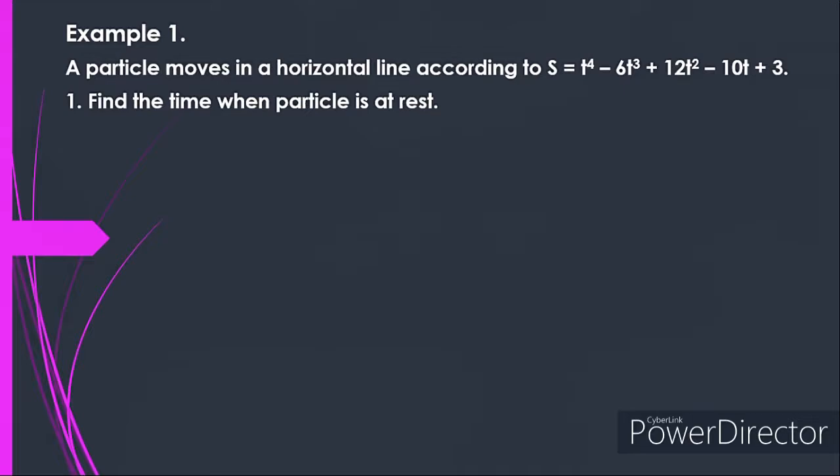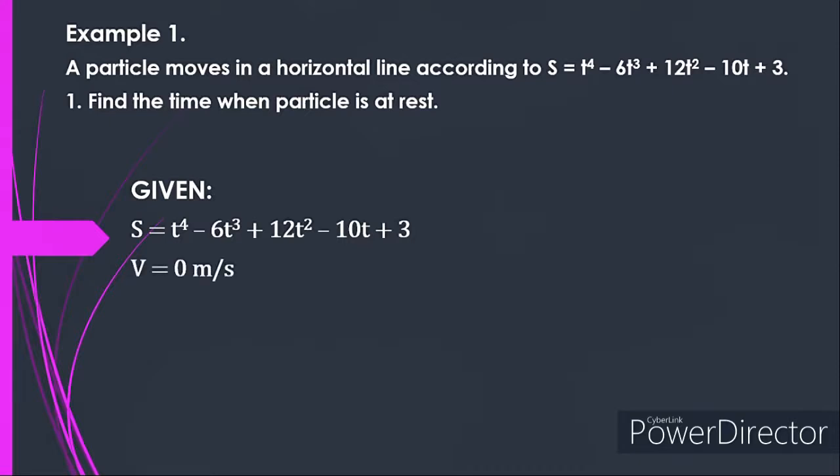So, ayan. So, problem number 1 natin, unahin natin yung question number 1. Find the time when the particle is at rest. Alright. So, check natin, ano nga ba yung given natin? So, meron tayong given na formula ng distance, which is S is equals to t raised to 4 minus 6t cubed plus 12t squared minus 10t plus 3. So, ito yung formula ni distance in terms of time. Okay. So, ano pa yung mga given natin? So, sabi ni problem, find the time when the particle is at rest.